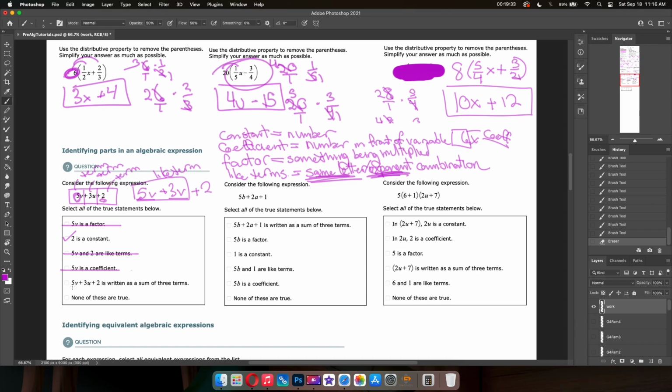All right, 5v plus 3v plus 2 is written as the sum, which means addition, of 3 terms. 1, 2, 3. This one's a yes. And then none of these are true. Doesn't work because we found 2 that were true.